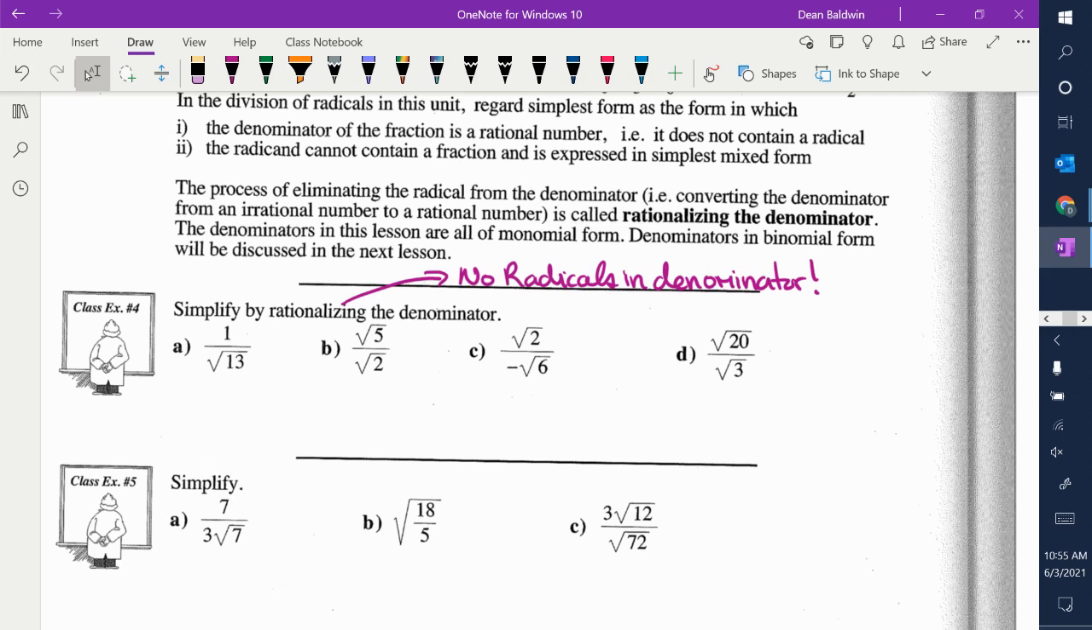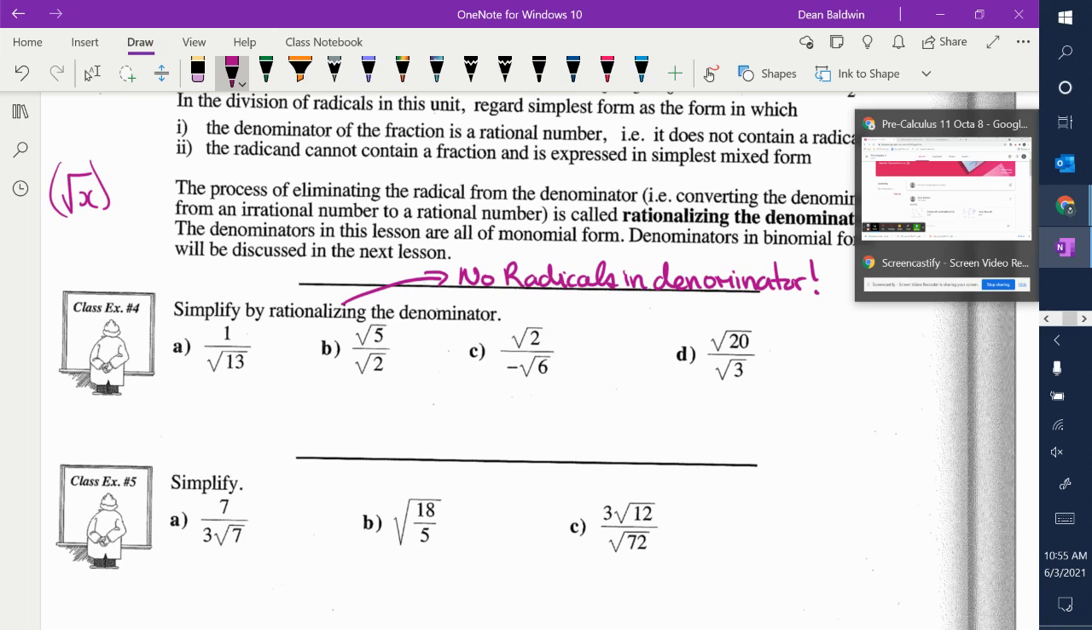Okay? Because if you have a square root, I'll just say x. And one second. Hello. Yes. Okay. Okay. All right.